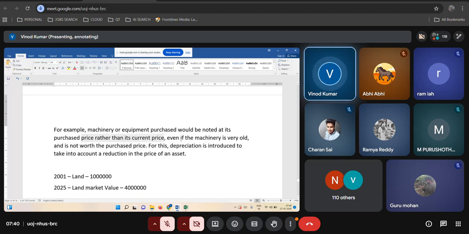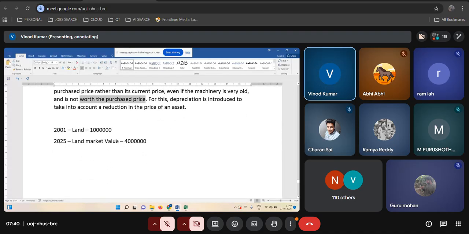Even if a machinery is very old and not worth much, we should not show the current price. We need to show the value of the asset that we purchased. So that is called the cost concept in accounting. So for this, the depreciation is being, okay.